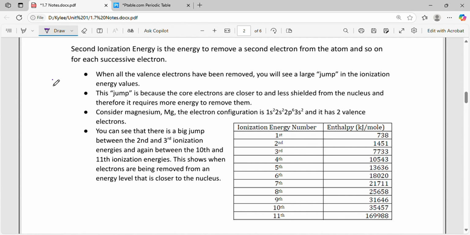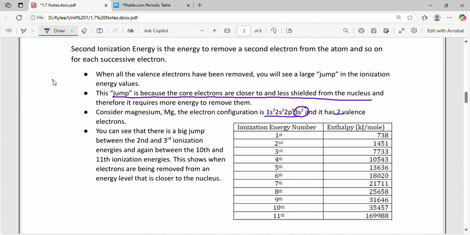And one of the interesting things we see here is a large jump when we get to the non-valence electrons. So magnesium has 2 valence electrons. If you look here, this is the electron configuration for magnesium. And how do I know it has 2 valence electrons? It's because I go to the highest energy level, which is 3, and that superscript tells me it has 2 valence electrons. This chart is showing me the ionization energy for magnesium. So to lose electron number 1, it's 738. To remove a second electron, it is 1451.